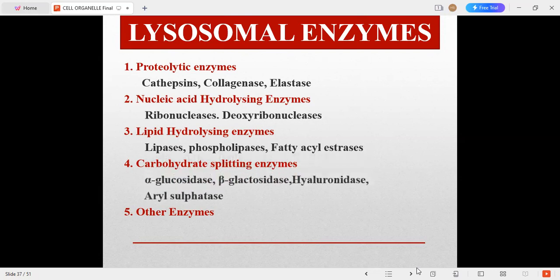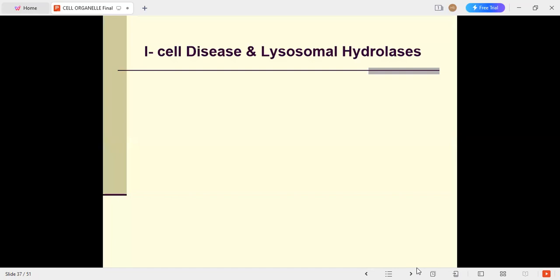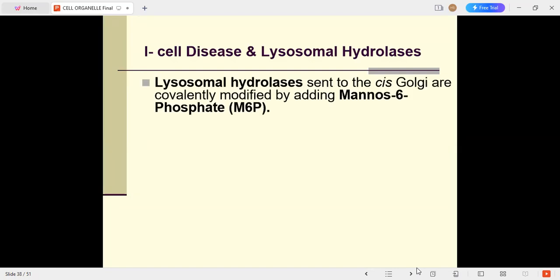And the carbohydrate splitting enzymes included alpha glucosidase, beta galactosidase, hyaluronidase, and aryl sulfatase. And other than these enzymes, there are acid phosphatases and catalases, which are released and synthesized within the lysosome. So what are the disorders which are associated with the lysosomal hydrolases?